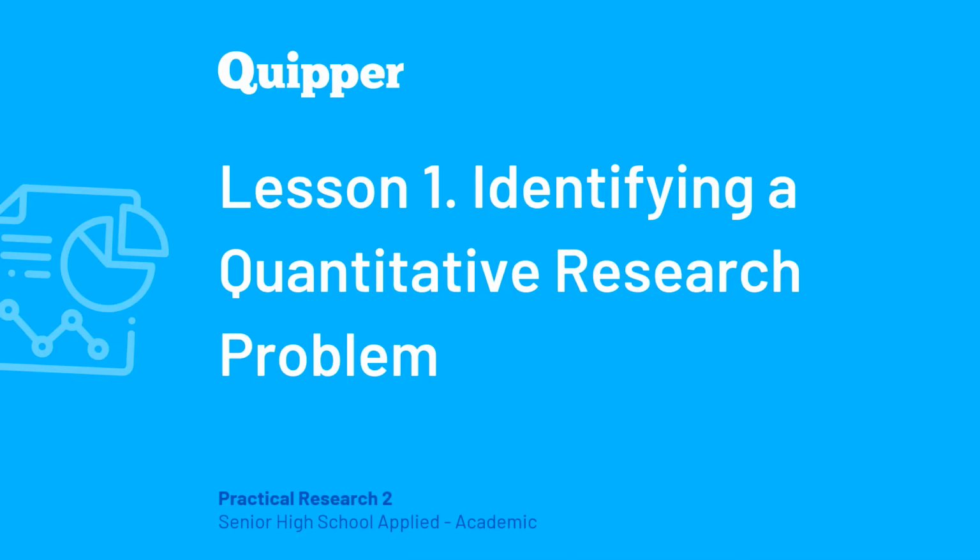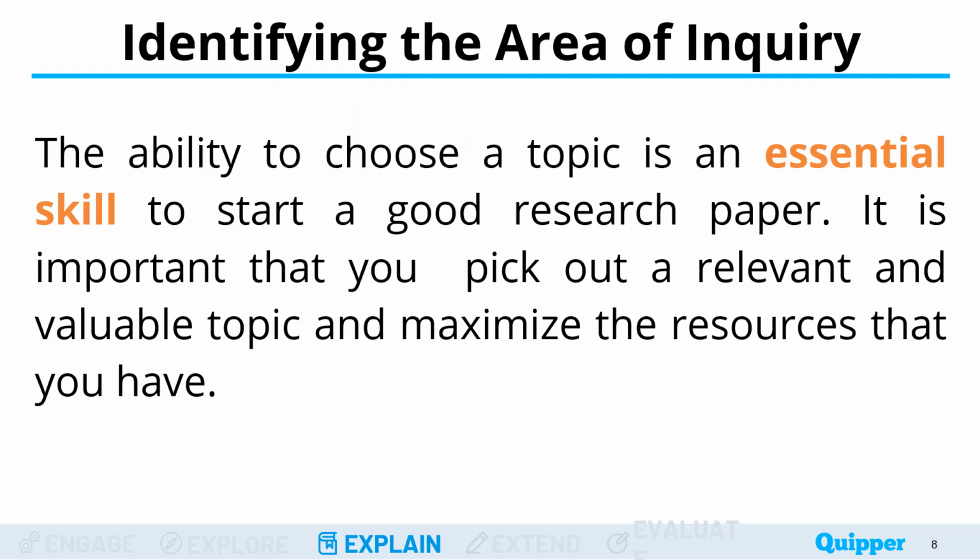So, in the first part of this discussion, I'm going to present to you the first lesson, which is identifying a quantitative research problem. Identifying the area of inquiry. The ability to choose a topic is an essential skill to start a good research paper. It is important that you pick out a relevant and valuable topic and maximize the resources that you have.